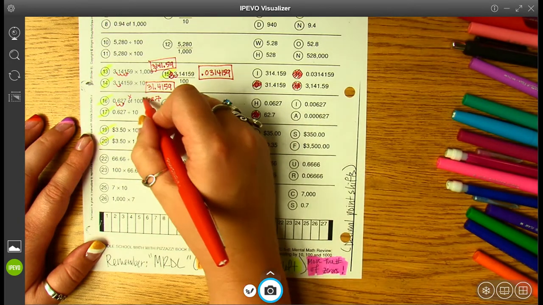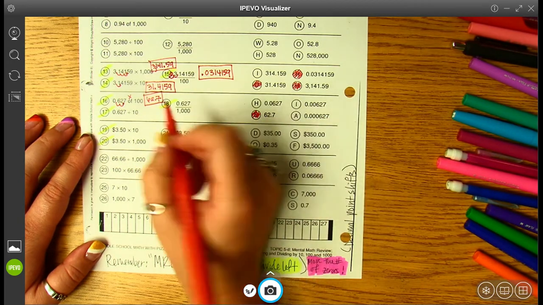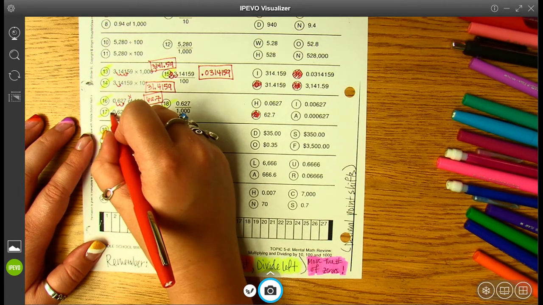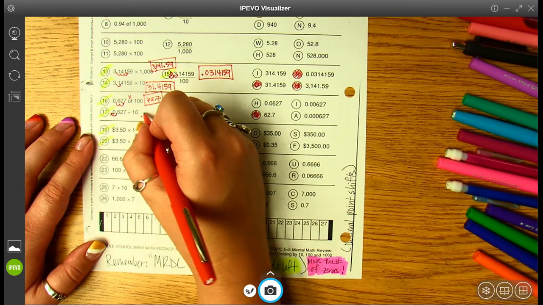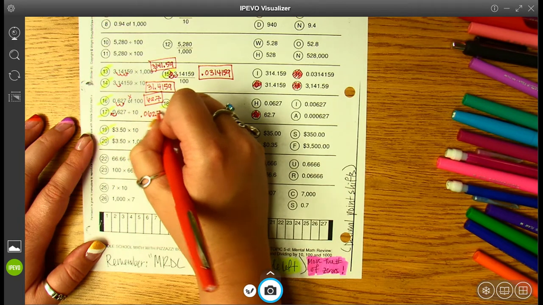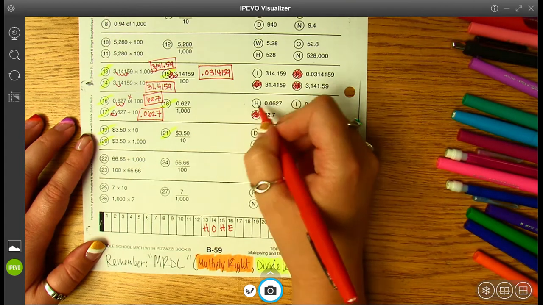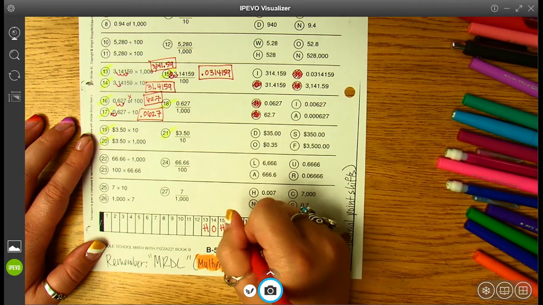Okay, let's try 17. I'm dividing, so I'm going to move it to the left, and I'm only going to move it once right here on the other side of that 0 because there was only one 0. 0.0627 is H. I told you, when in doubt, go with H.